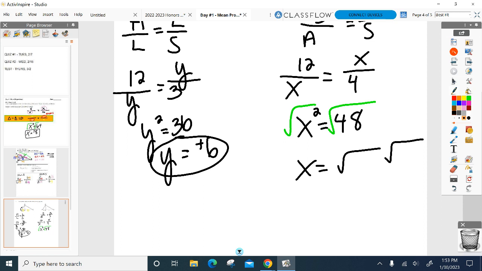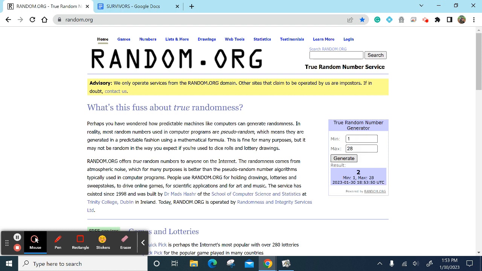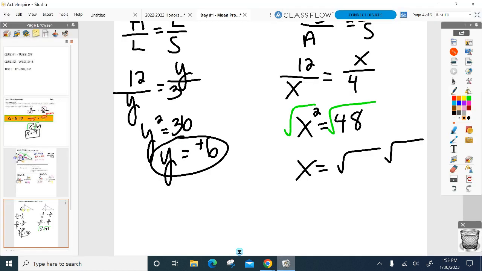Biggest perfect square. 4 is not the biggest perfect square. There's something bigger than 4. When you get it, let me know. Bigger than 4. 16. 16 times 3. So x equals 4 square root 3. Leave it in simplest radical form.